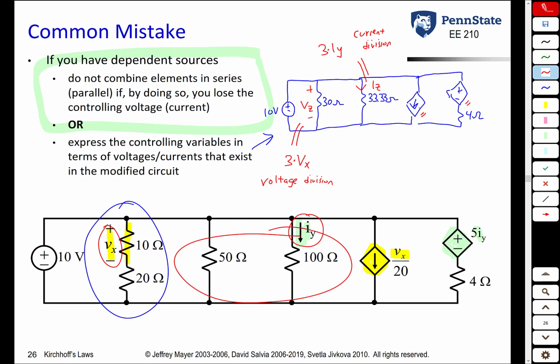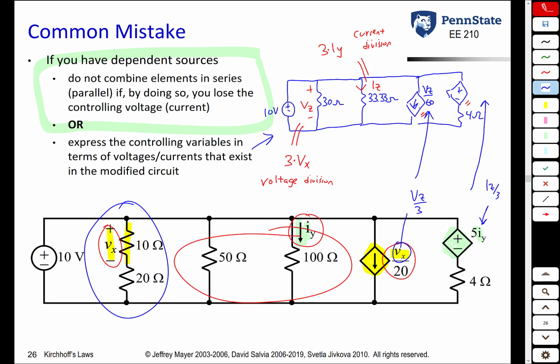But now that we know that Iz is 3Iy and we know that Vz is 3Vx, this dependent source is Vx over 20, so its value should be Vz over 60 because Vz is 3Vx. So basically, replace Vx by Vz over 3, and that gives us that. Likewise, here, Iy is what? Iz over 3.